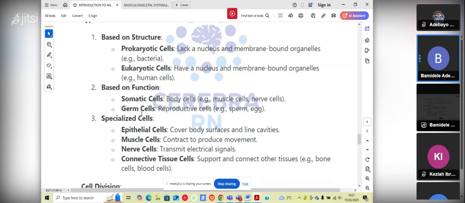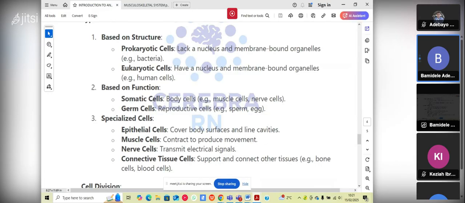We can also classify cells based on their specialized function. We have the epithelial cells. These are the ones that line cavities. Their structure is modified to line cavities, like your esophagus and your blood vessels. Then we have muscle cells, typically known for contraction. They help to produce movement and to generate heat.